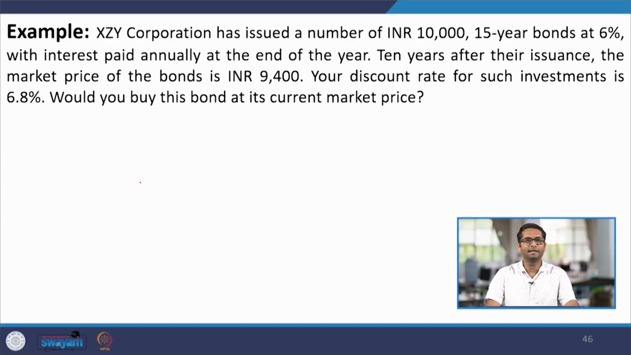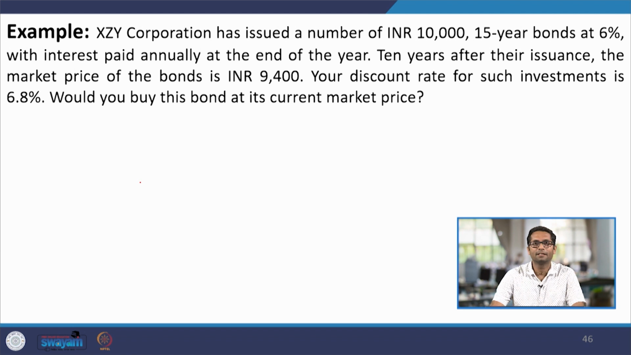Let us also try to do a simple question with respect to NPV before we move to other kinds of investment appraisal methods. So, let us take an example of any corporation which has issued a 10,000 rupees 15 years bond at the rate of 6%.